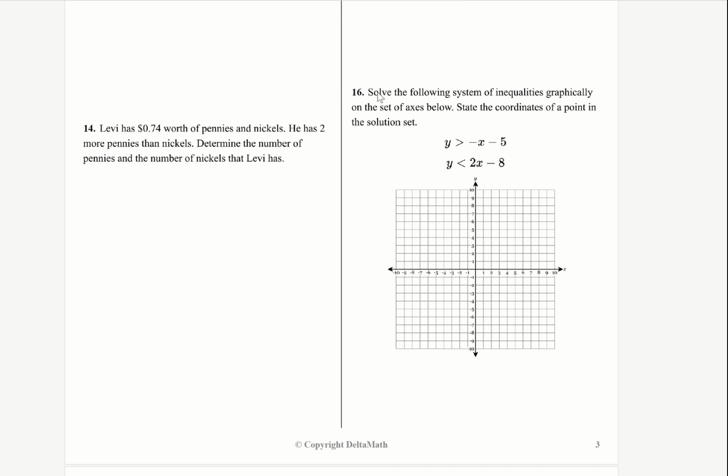Okay, when we're solving a system of inequalities, we're looking at number 16 now. What we're going to do is graph both boundary lines and then see where the shading overlaps. So if I'm graphing these boundary lines, here my y-intercept is at -5, and my slope is -1. So I'm going to go down 1 over 1, down 1 over 1. And because it's y is greater than, I'm going to use a dashed line.